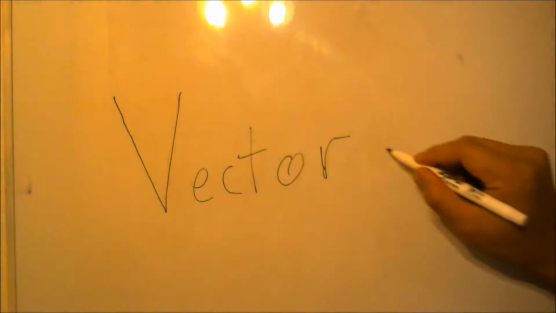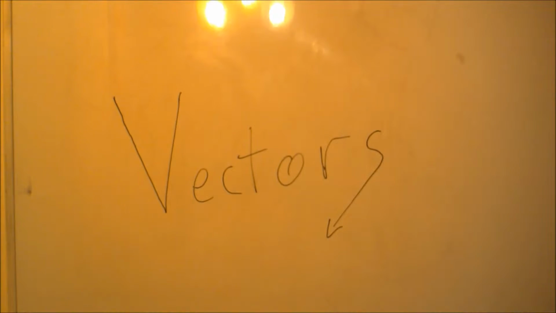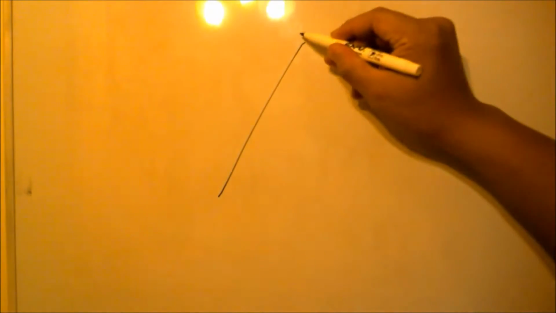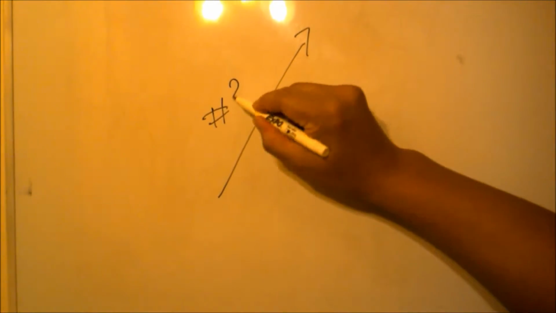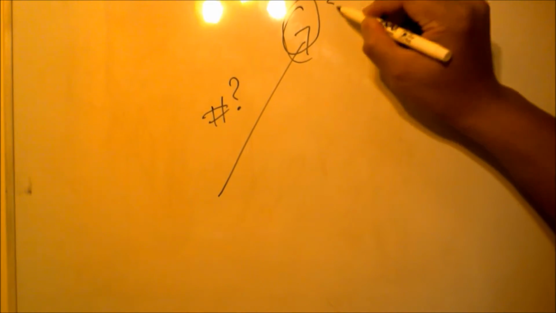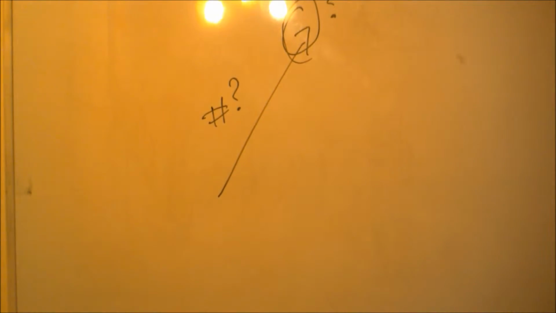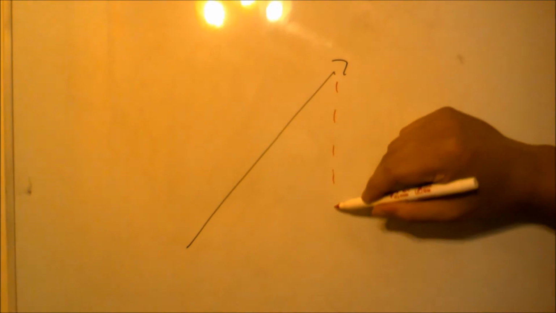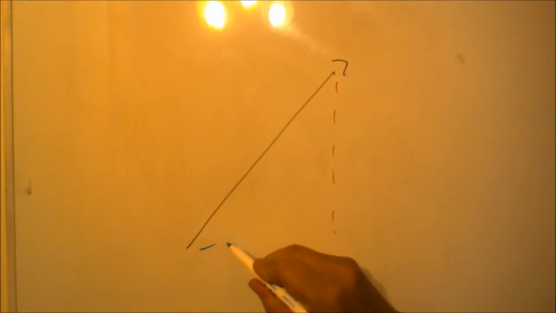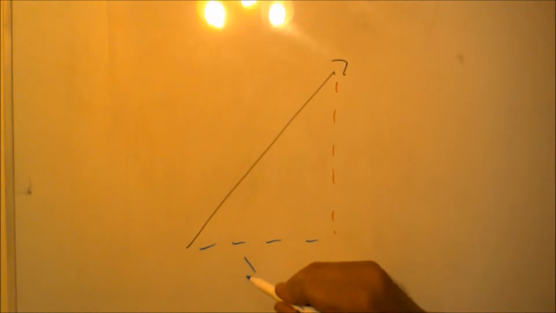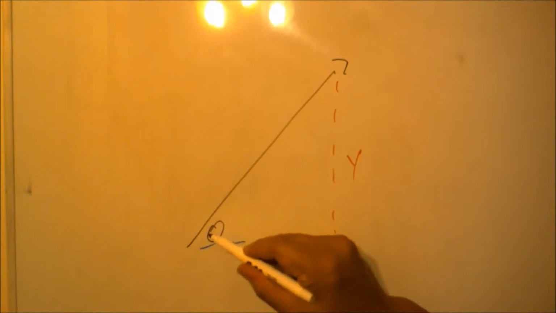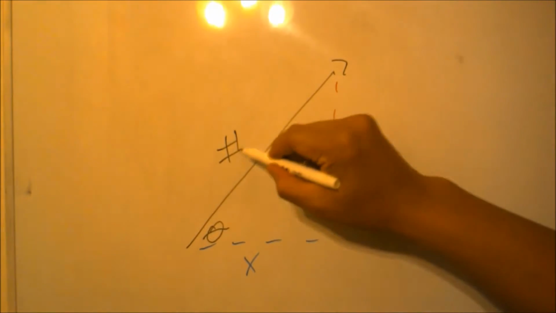Today we'll be dealing with vectors. To refresh our idea about vectors, a vector is a quantity that has a magnitude and a direction. In this video we'll be primarily focusing on how to resolve a vector into its components. We're trying to find the y component to the vector as well as the x component to the vector. However, we require two things. We require an angle and the magnitude of the vector.